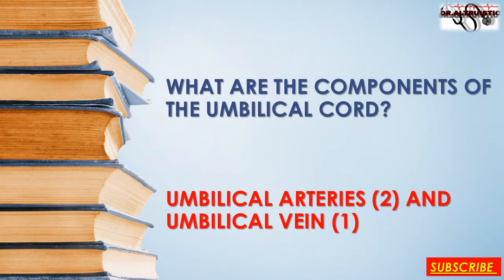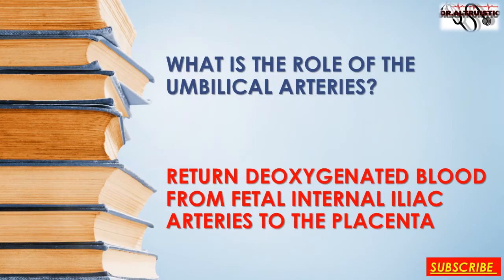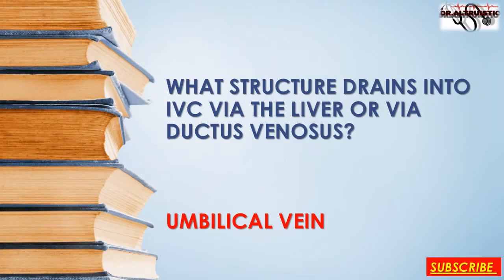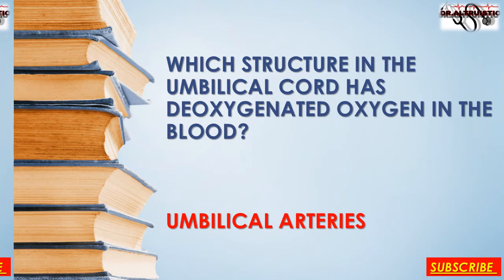What are the components of the umbilical cord? Umbilical arteries 2, and umbilical vein 1. What is the role of the umbilical arteries? Return deoxygenated blood from fetal internal iliac arteries to the placenta. Role of umbilical vein: supplies oxygenated blood from placenta to fetus. What structure drains into IVC via the liver or via ductus venosus? Umbilical vein. Which structure in the umbilical cord has deoxygenated blood? Umbilical arteries.